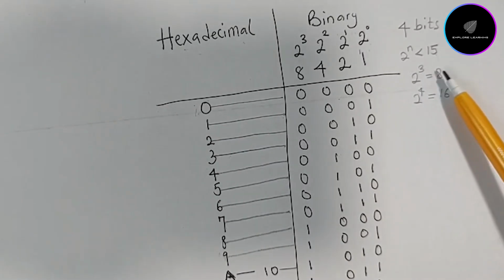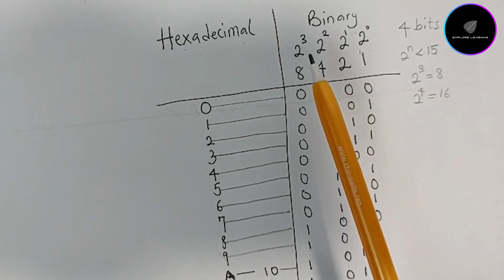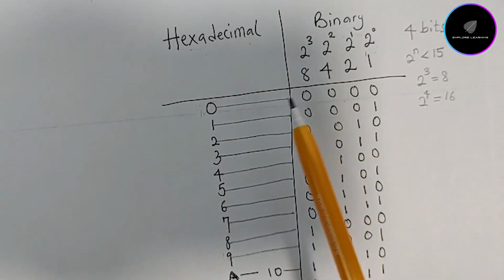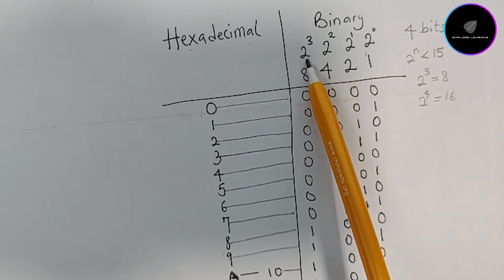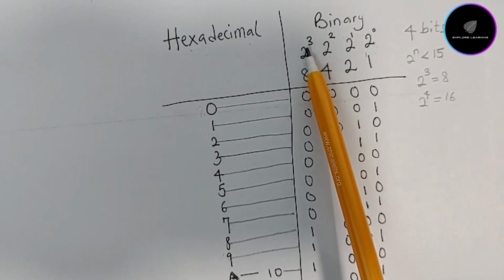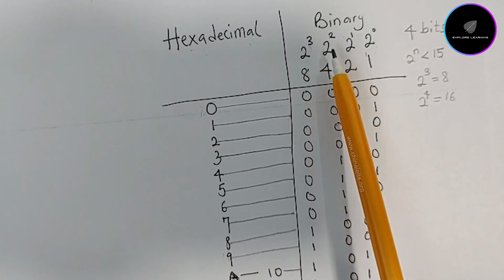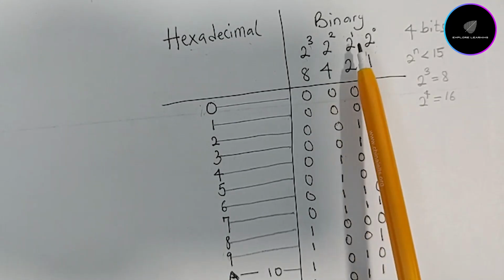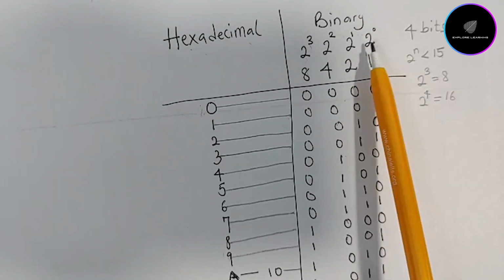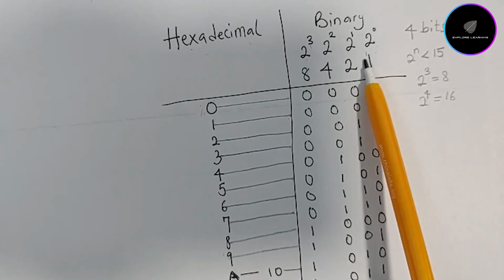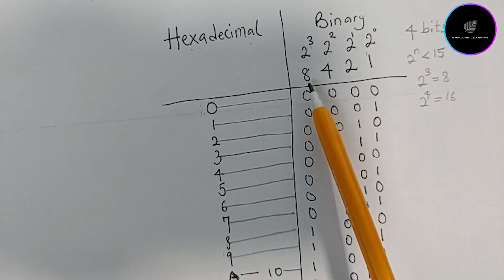So in this case, 2 raised to power 3 is equal to 8. That is why we have chosen the maximum value to be 2 raised to power 3. So 2 raised to power 3 is going to give us 8. 2 raised to power 2 is going to give us 4. 2 raised to power 1 is going to give us 2. And 2 raised to power 0 is going to give us 1.